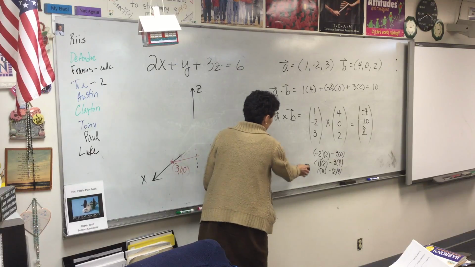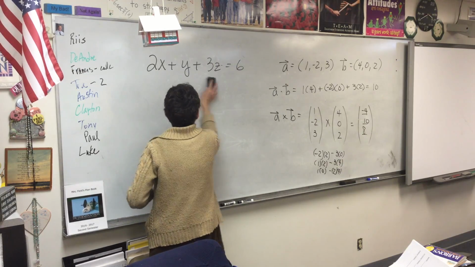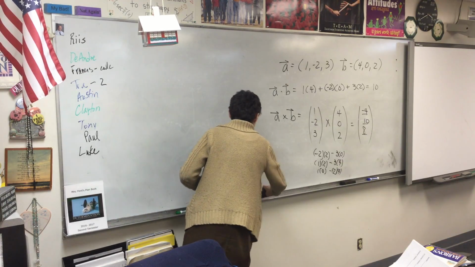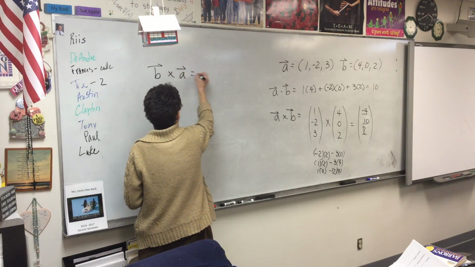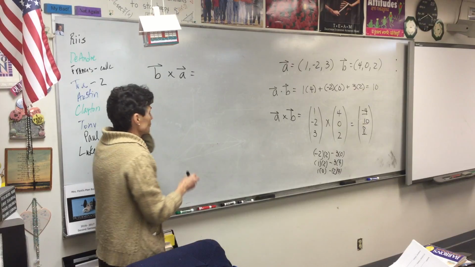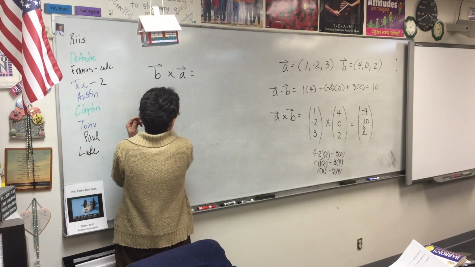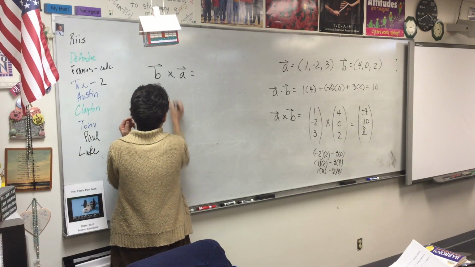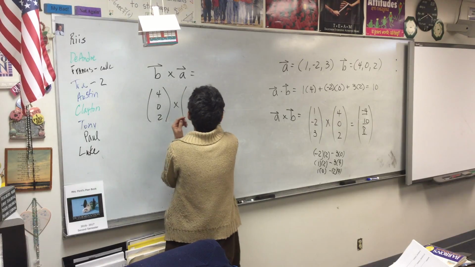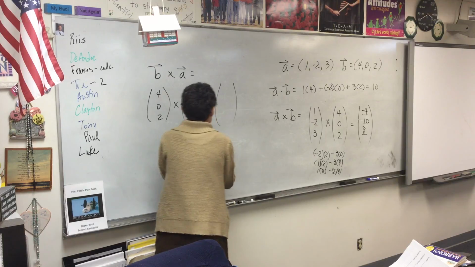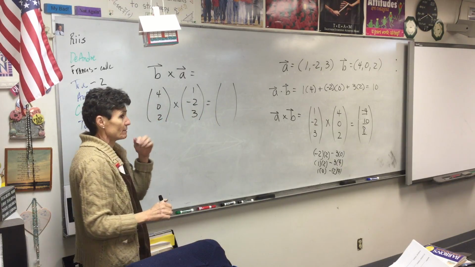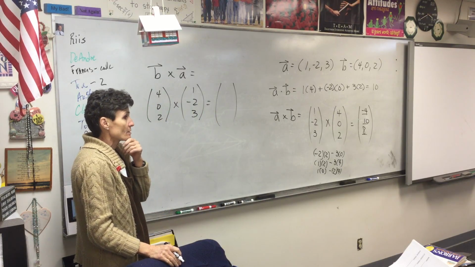Because it's 0 minus. Let's have you see if you can do B cross A. Do B cross A, same vectors, but we're going to do it in the other direction. Tell me what happens when you cross these vectors, find their cross product. We're going to cross A and B, but do it in the other order, B and A.